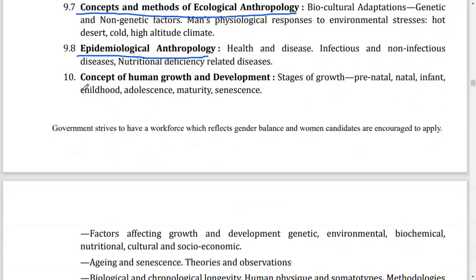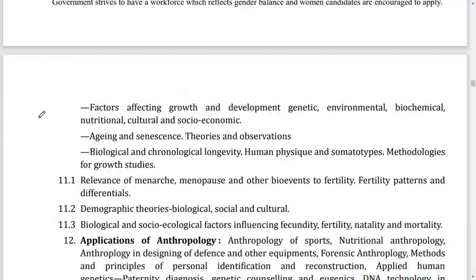10. Concept of human growth and development, stages of growth: prenatal, natal, infant, childhood, adolescence, maturity, senescence. Factors affecting growth and development: genetic, environmental, biochemical, nutritional, cultural, and socio-economic. Aging and senescence, theories and observations, biological and chronological longevity.